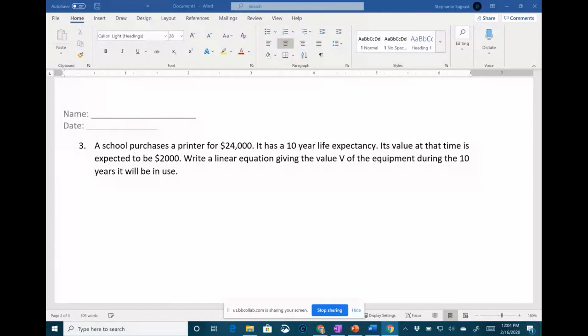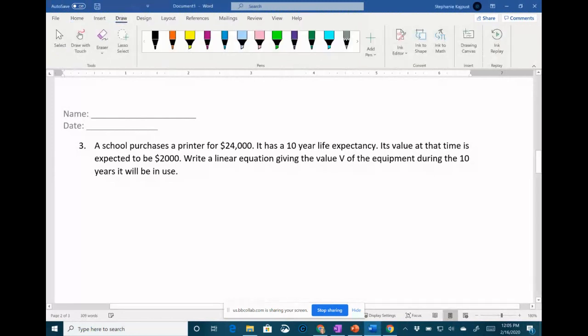A school purchases a printer for $24,000. It has a 10-year life expectancy. Its value at that time is expected to be $2,000. Write a linear equation giving the value V of the equipment during the 10 years it will be in use. So the question I got was about the 24,000 and the 2,000, like how it could be worth both, or what you do with those numbers.